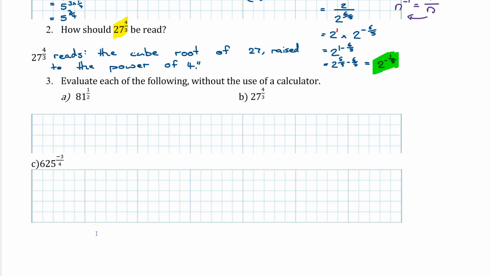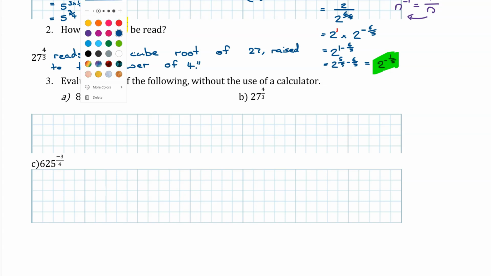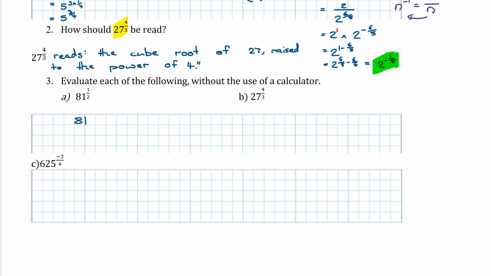Going down to question 3, evaluate each of the following without using the calculator. So in question A, we've got the square root of 81. We can rewrite that as 81 with the square root, or just the simple radical symbol.